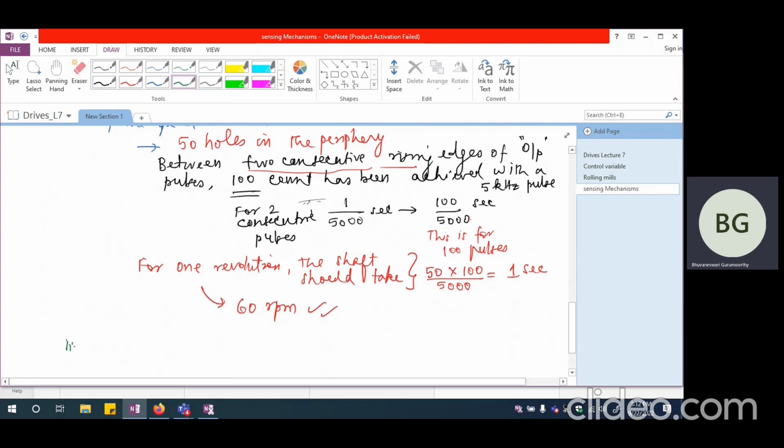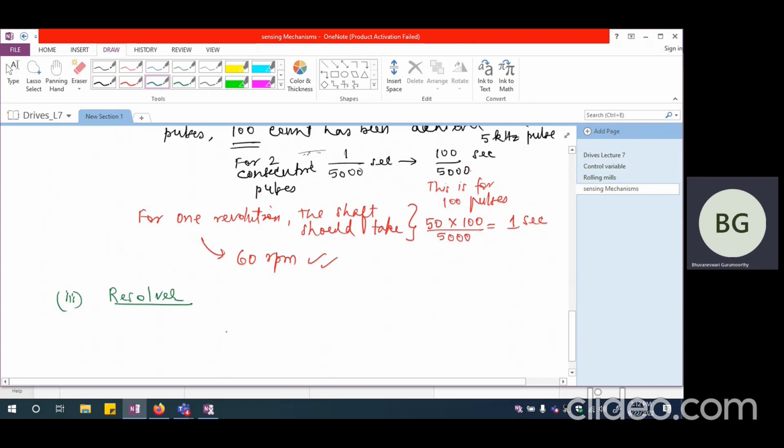The third one, from where we can get the speed, is a resolver. So a resolver mechanism is basically something like this. Let us say I have a disk like this, and the shaft is going to be inserted in the middle, because the disk is again attached to the shaft. So here is the motor and here is the shaft, and to the shaft I'm going to attach this disk.